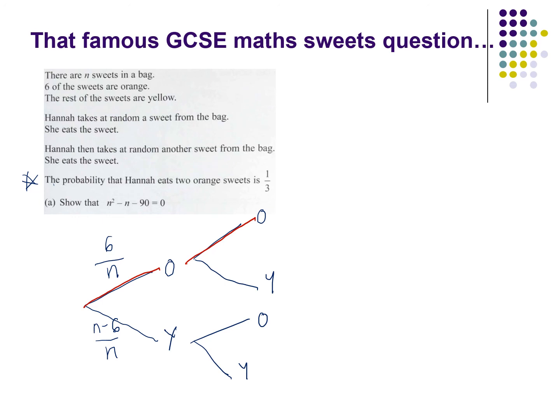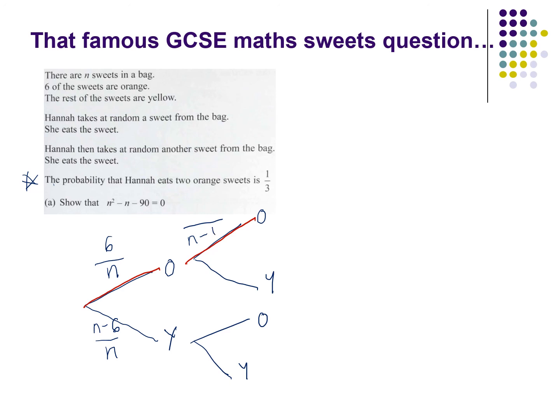The main thing I need to fill in is what is the probability of this top orange branch. Right, she's eaten a sweet. So there's 1 less sweet left. So if the bottom was 10 in the first branches, I would just put 9. The bottom is n. So I need to take 1 away from it. Let's write it as n minus 1.